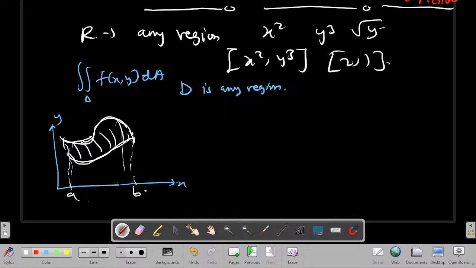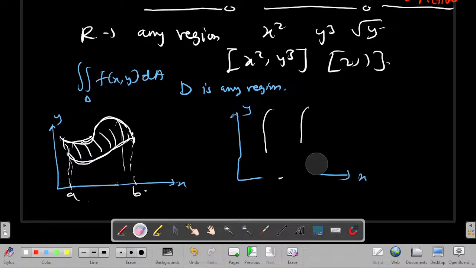Now, let me draw the other case. The other case too is the same thing. I have my Y, I have my X. This time, my curves are parallel. My curves are parallel to my X. So I'll have some.